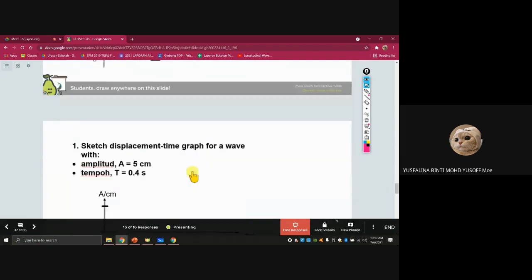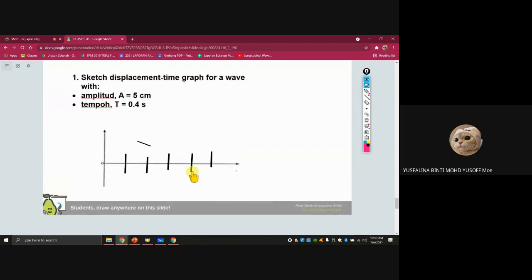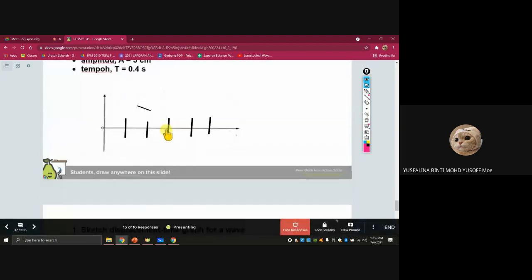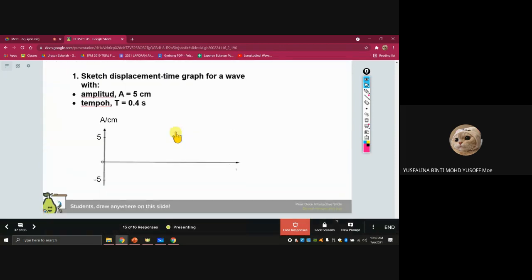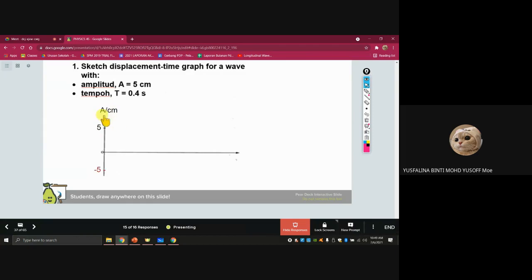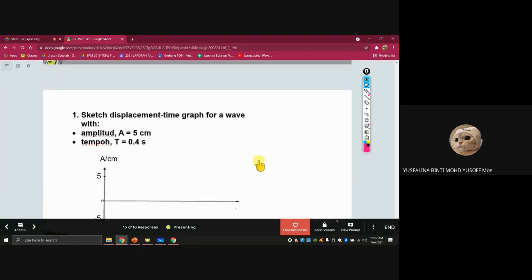Some just put a label, and here they try to put the scale. I'll give you some time. Here I already told you not to put the amplitude as the axis. The y-axis is not the amplitude, it is actually displacement. That's why it's called a displacement-time graph, not an amplitude-time graph. So here you should change the label A to S, and this one to T over s.